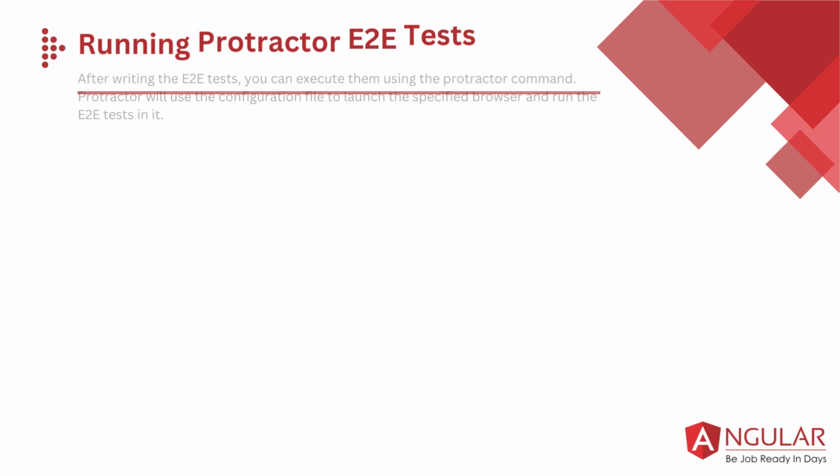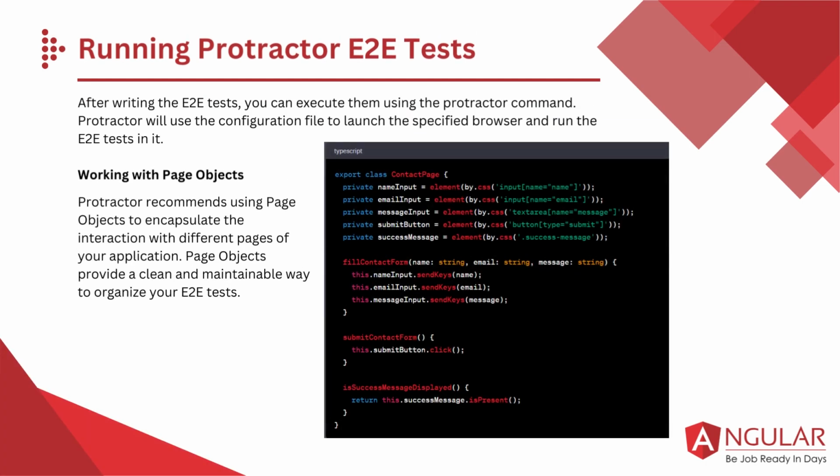4. Running Protractor E2E tests. After writing the E2E tests, you can execute them using the Protractor command. Protractor will use the configuration file to launch the specified browser and run the E2E tests in it. The tests will interact with your application just like a real user would, and you'll see the test results in the terminal.